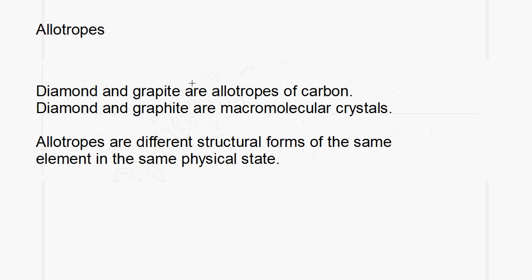Now let's look at some allotropes. Allotropes are different structural forms of the same element in the same physical state. You need to be able to give a definition for an allotrope. Diamond and graphite are allotropes of carbon, and they are both macromolecular crystals.